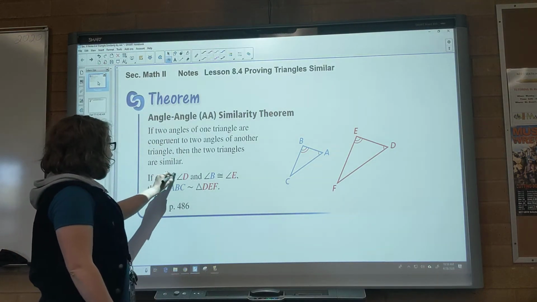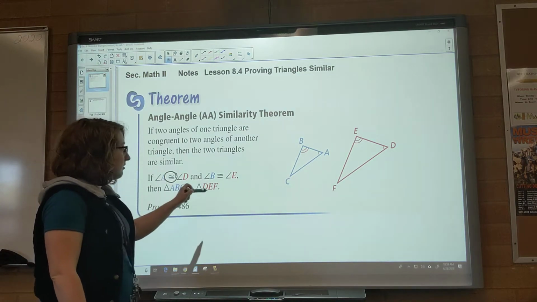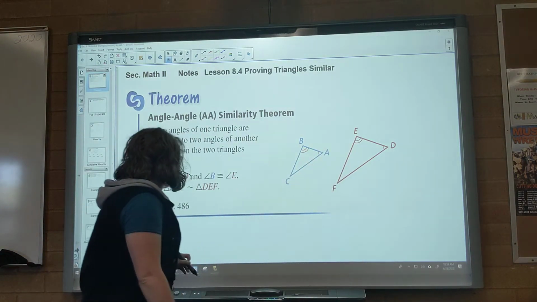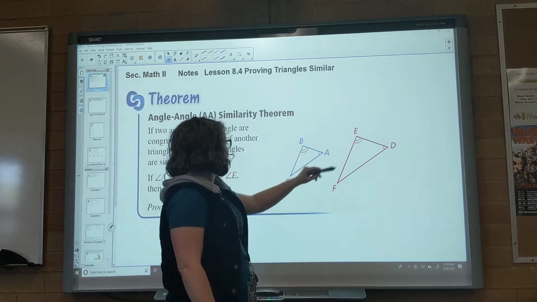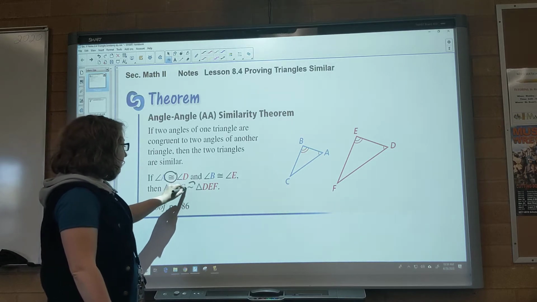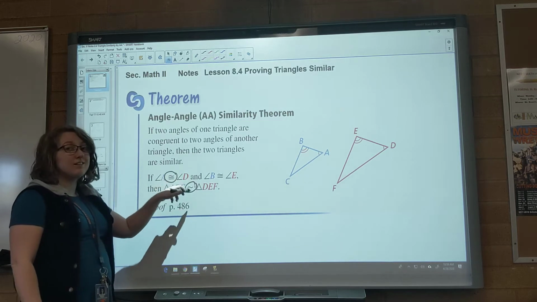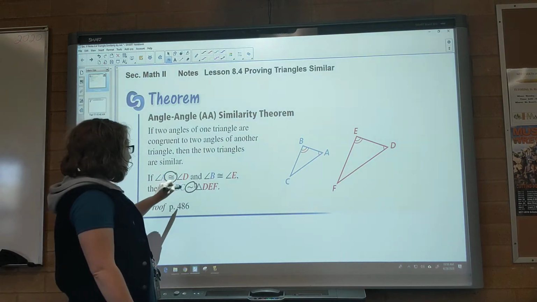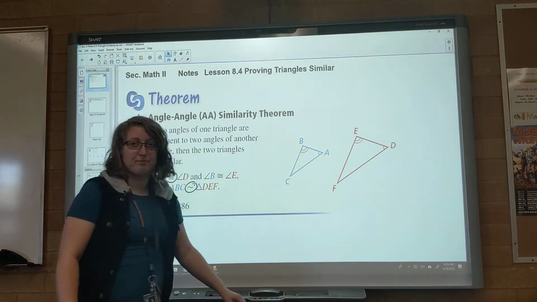So this sign, remember, is congruent. So if angle A is congruent to angle D, which it has right here, and angle B is congruent to angle C, which we can see by the angle marks, then triangle ABC is similar. So look at the difference. Congruent has an equal sign with a squiggly. Similar is just a squiggly. So triangle ABC is similar to triangle DEF.